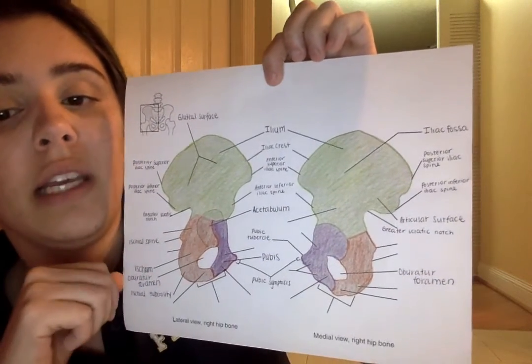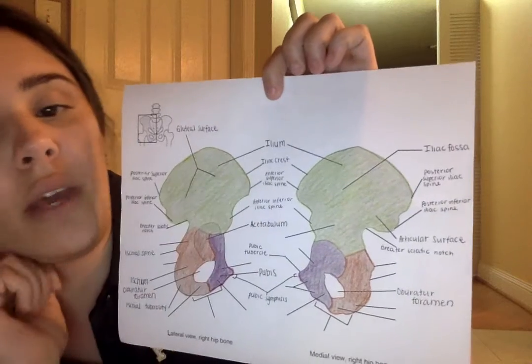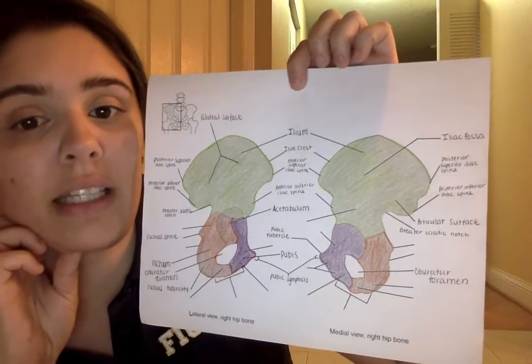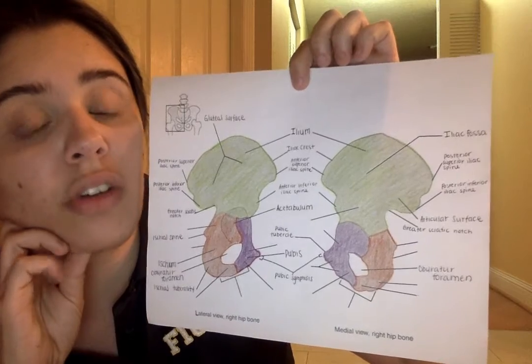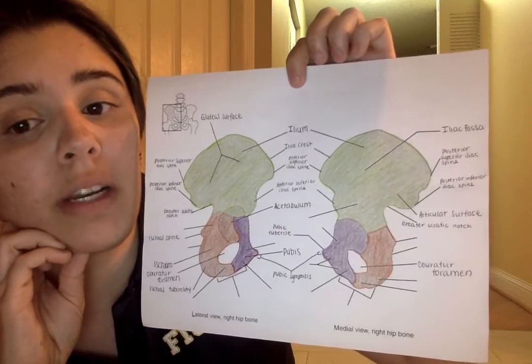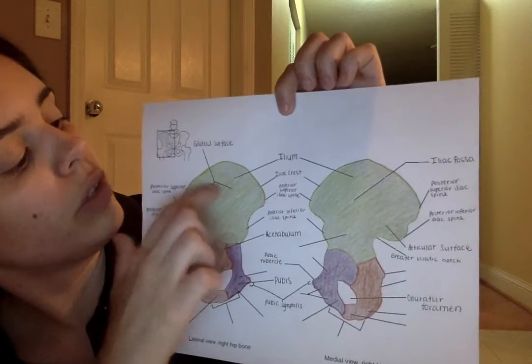Then the upper part of the ilium is the iliac wing, right over here. The iliac wing is considered to be the surface that expands from the acetabulum. The iliac wing consists of internal and external surfaces separated by the iliac crest superiorly, which is known as the gluteal surface, which is right over here.